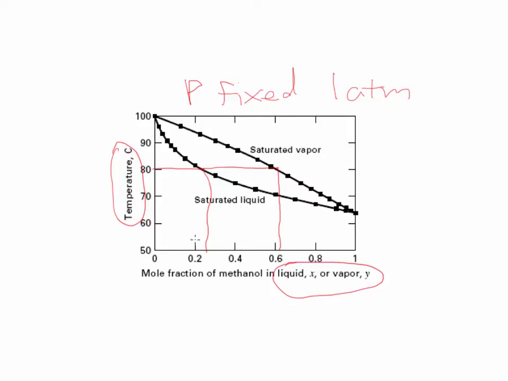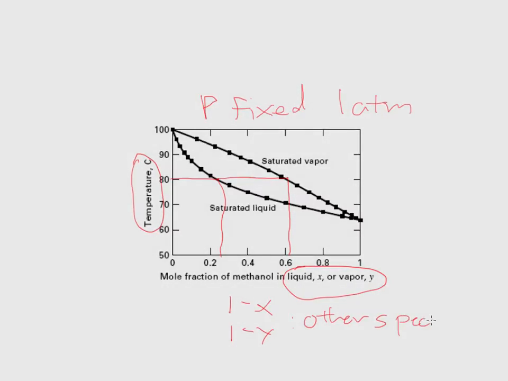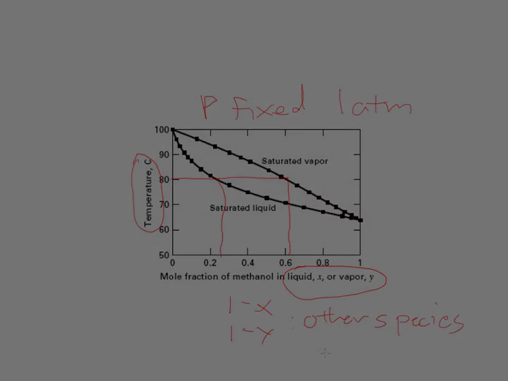We're only reading the methanol composition off of this x-axis now, but because it's a binary system, we know that the water composition is going to be 1 minus x in the liquid phase and 1 minus y in the vapor phase. Okay, so this would be the other species, water in this case. And that's because we're dealing with a binary system.